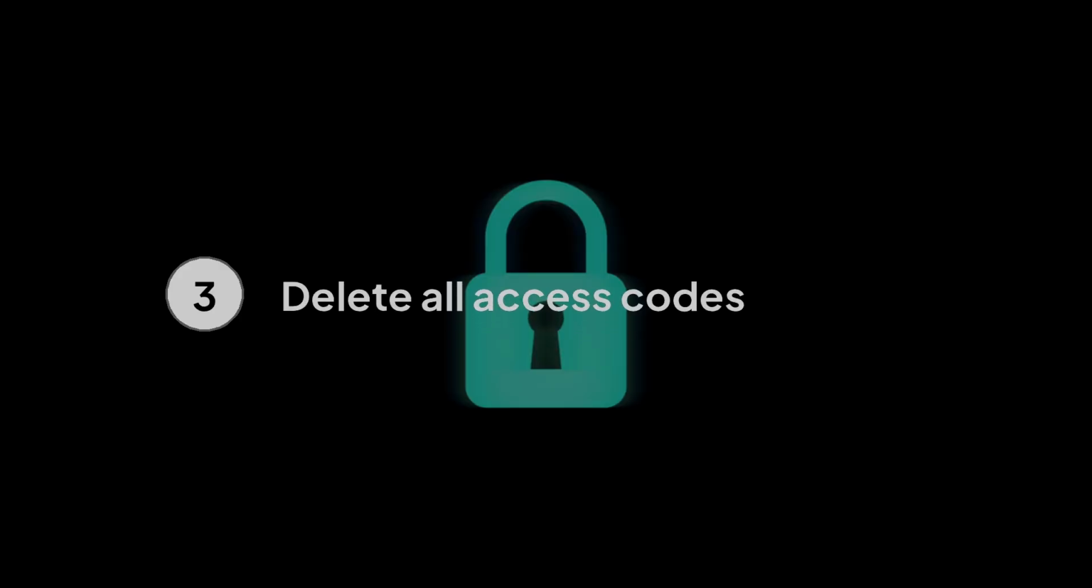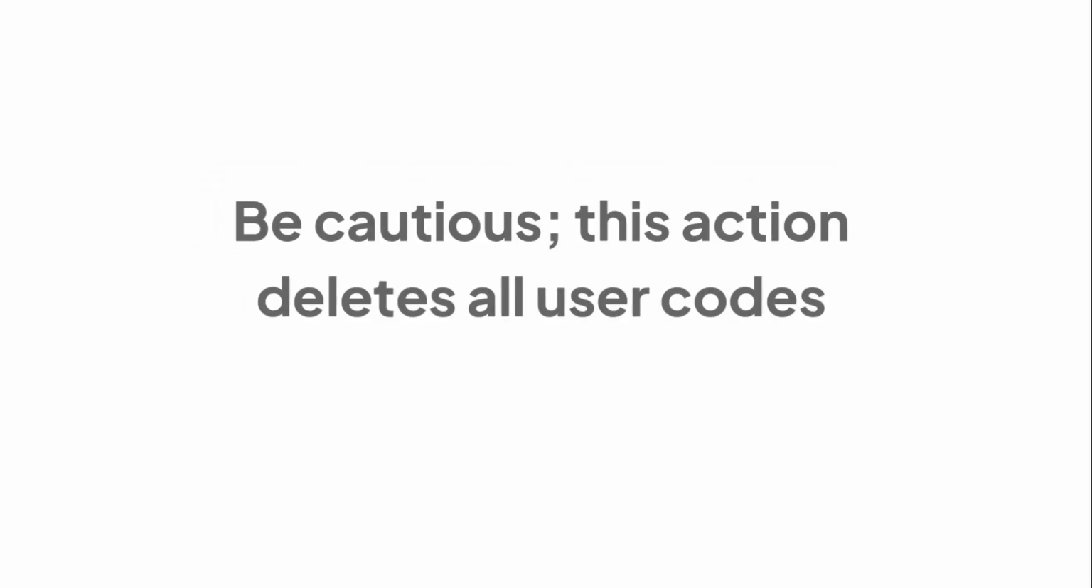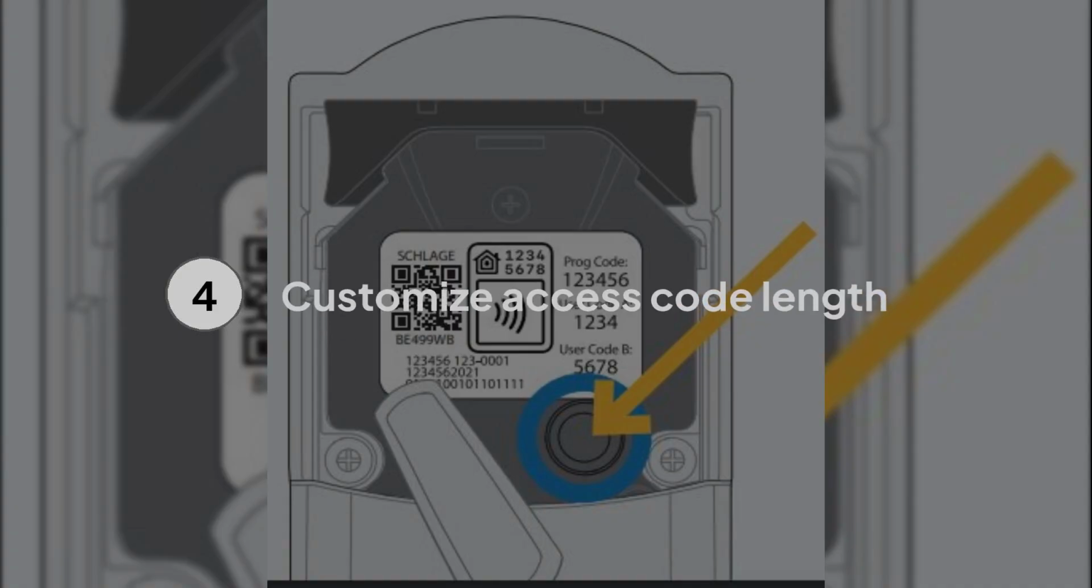Want to delete all access codes? Initiate programming mode, press 6, and confirm. Be cautious. This action deletes all user codes permanently. The length of your access codes can also be customized through programming mode. This feature is exclusive to the Schlage Sense and Connect.